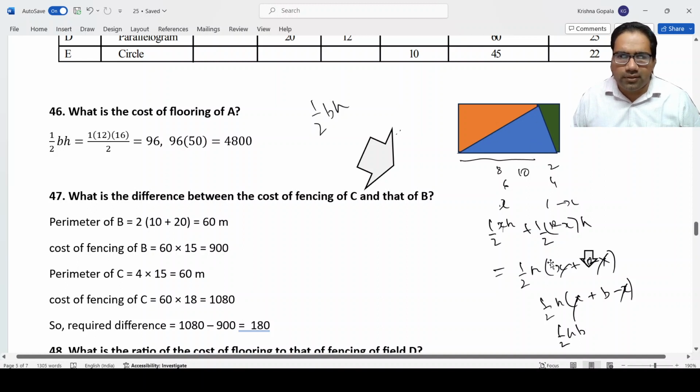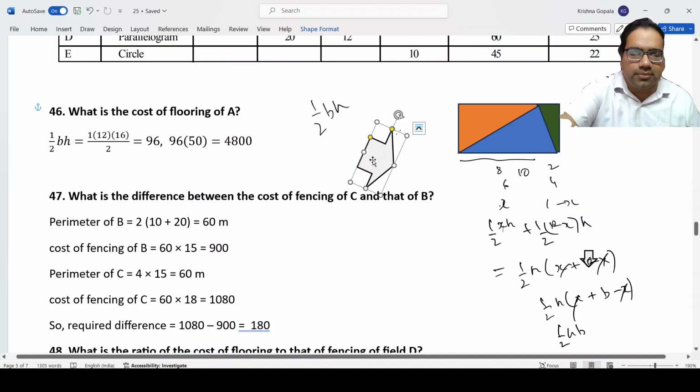If you split the entire base into x and b minus x, then the first rectangle is x into height. The other rectangle is b minus x into height. Now this triangle is actually the sum of half of this orange rectangle and half of this green rectangle, which is this. Hope you understood this.